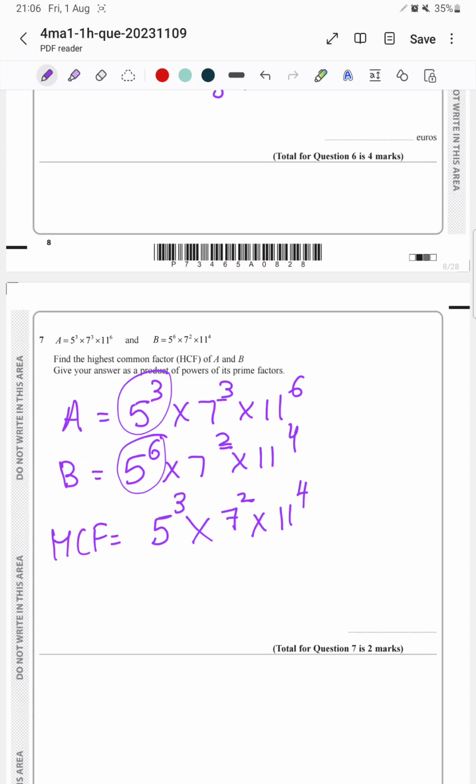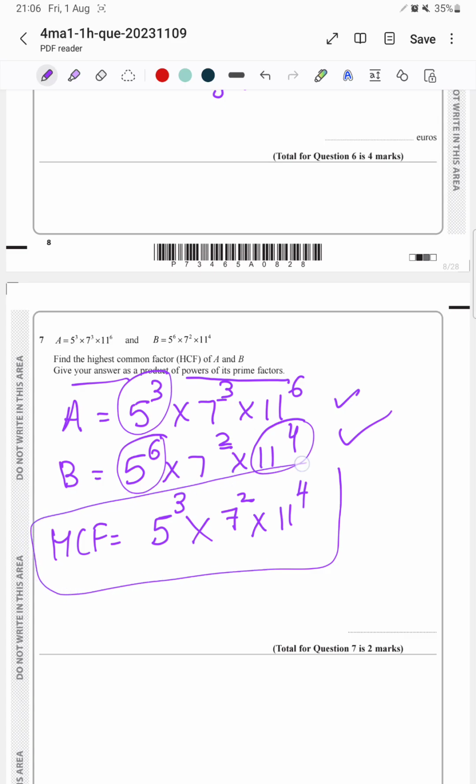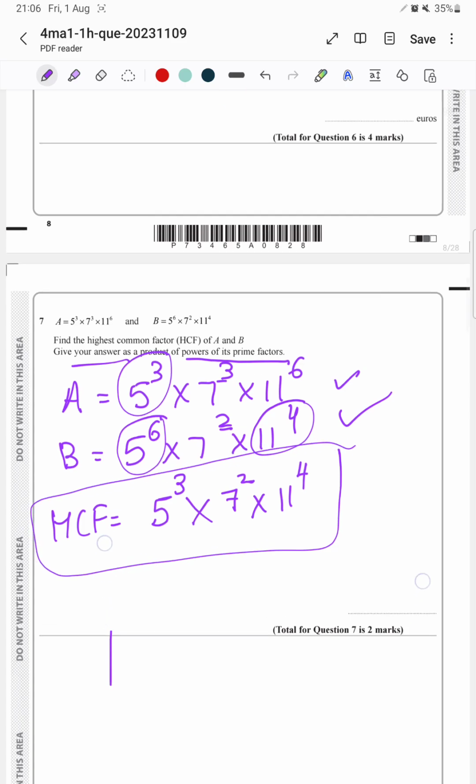To find the highest common factor, we have to take the numbers with the lower power, like 11 to the power of 6 and 11 to the power of 4, so 11 to the power of 4. And they said give your answer as a product of the powers of its prime factors, so we have to give our answer only this way.